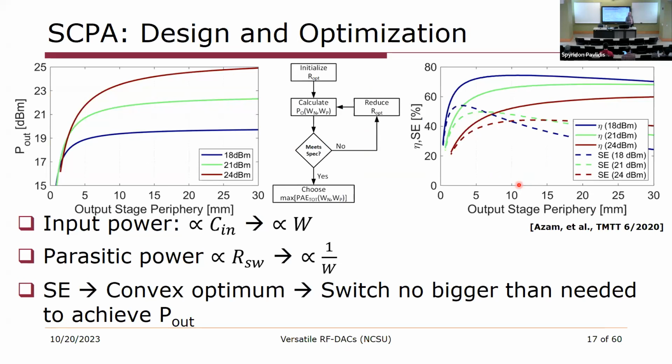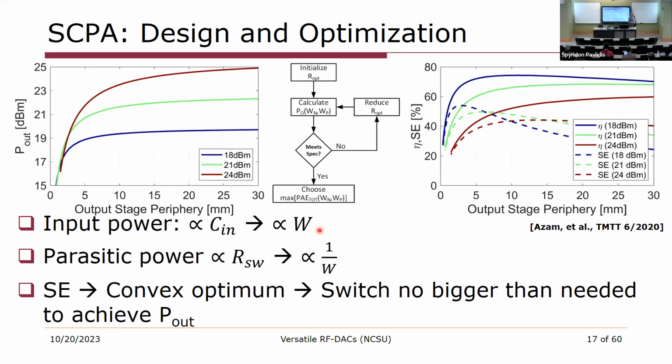So how do we design one of these things? Well, we start with a full power amplifier. We assume that we have an operation power that we want. We calculate the power as a function of the width and length, the width of the NMOS and PMOS devices. We ask if we meet the spec. If we don't, we reduce our optimum termination resistance until we do. And then we choose the width of the PMOS and NMOS devices such that we achieve a maximum power added efficiency. Now, what's really happening here is we have input power that's proportional to the width of the devices.